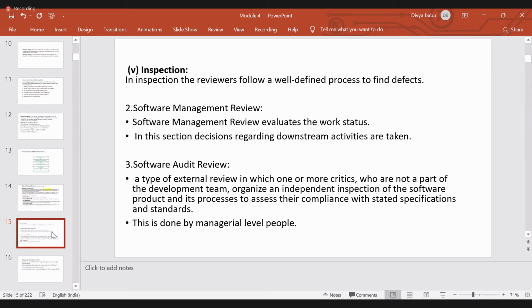Next is audit review. Audit review is another type of review. Here, many critics are there, but they are not part of the development. They organize an independent inspection of the software product and process to assess their compliance with stated specifications and standards. That is third-party evaluation. That is software audit. What is the need of third-party evaluation?